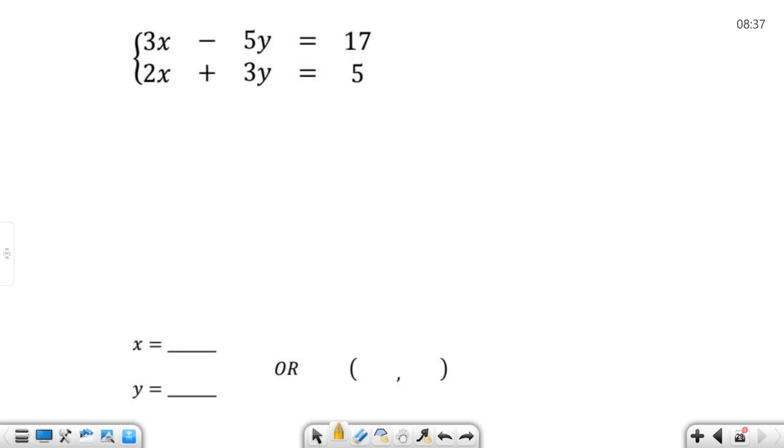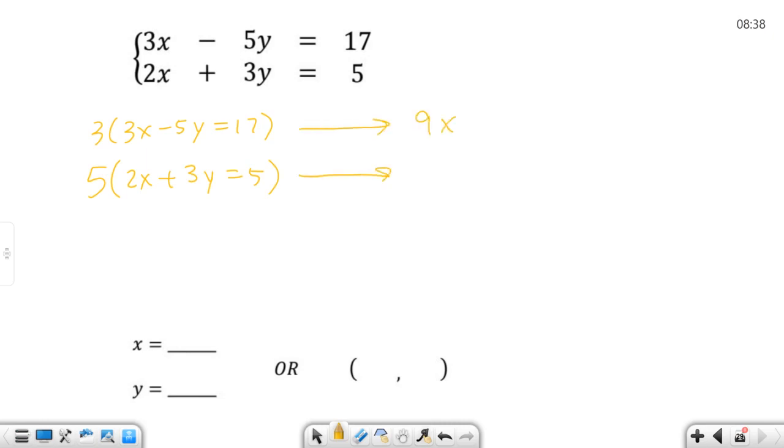I can either swap these and go 2 and 3 and make one negative, or I can swap these two and put 3 and 5 and make this negative 5 positive, which I would like to do. I'd like to do positives if I can. So I'm going to take the top equation times 3, 3x minus 5y equals 17, and the bottom equation times a positive 5, 2x plus 3y equals 5, right? And then I'm going to write those two equations down. I'm just going to write them both over here, okay?